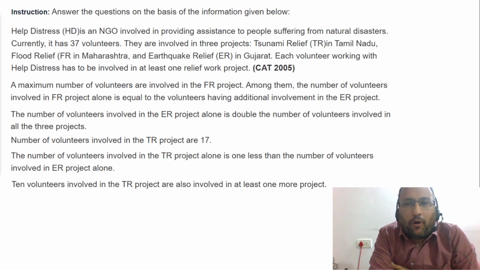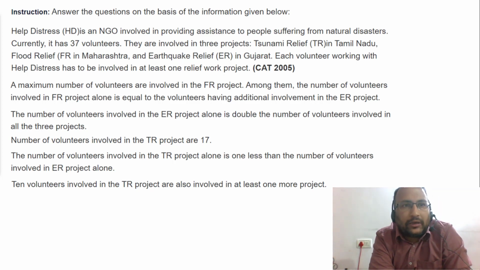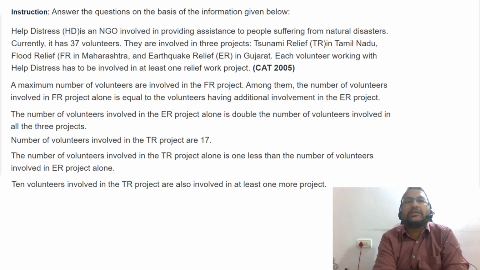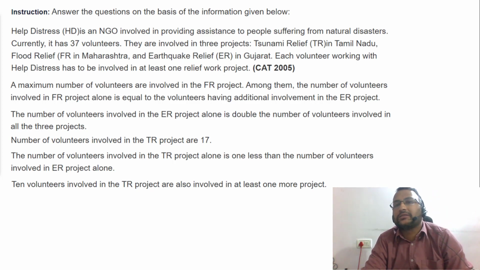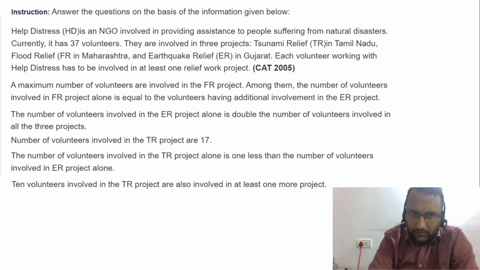The next question is from CAT 2005. There are 3 questions under this data. The Help Distress HT is an NGO involved in providing assistance to the people suffering from natural disasters. Currently, it has 37 volunteers. They are involved in 3 projects: tsunami relief in Tamil Nadu, flood relief in Maharashtra, earthquake relief in Gujarat. Each volunteer working with Help Distress has to be involved with at least one of the relief projects.